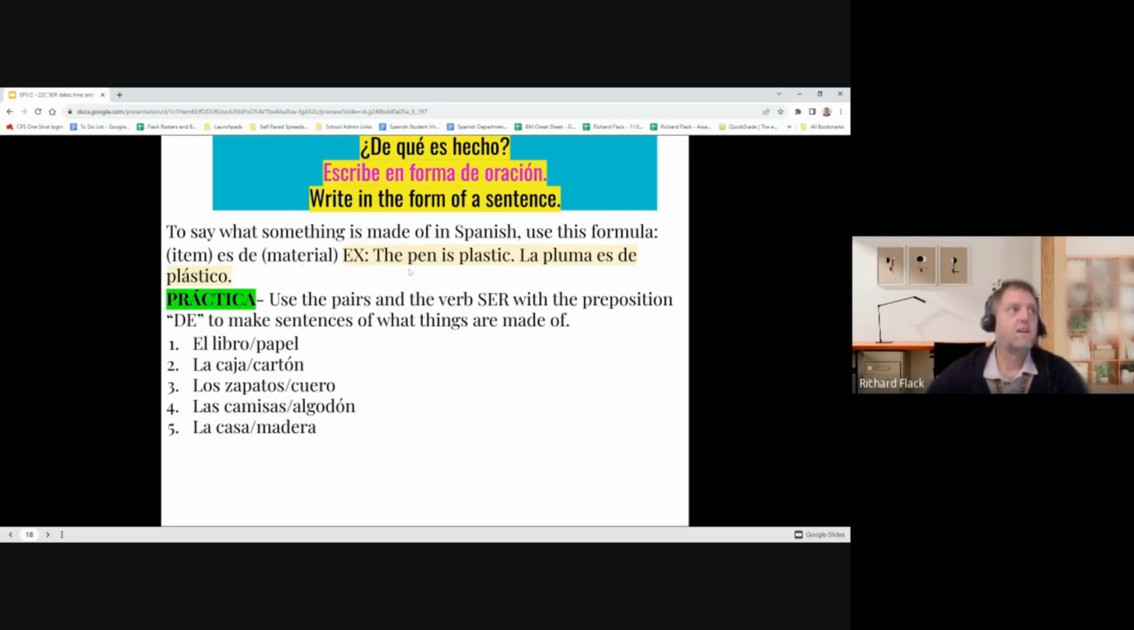For example, the pen is plastic. La pluma es de plástico. The pen is of plastic, literally, but sounds a little funny in English. We wouldn't say it that way. We would say the pen is plastic. All right, your turn to do the practice. Remember, for number 3 and number 4, those are plural, so you're going to use the verb ser in the plural, son. Pause the video, come back and check your answers when you're done.